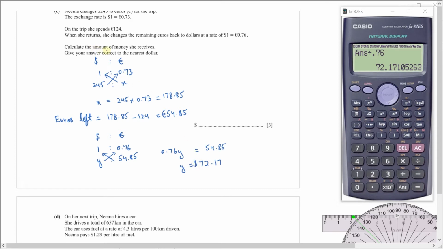So this is $72.17 that she receives when she converts the remaining euros after her trip to dollars. So the question asks you to give your answer correct to the nearest dollar. So this is 1, so this will be rounded down to 72. So your answer will be $72.